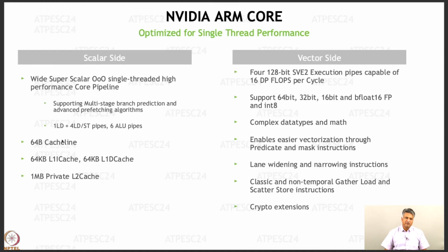On the scalar side, you can do wide superscalar operations to get very high single-threaded performance. It has a 64-byte cache line, a 64 kilobit L1 cache, 1 MB private L2 cache. If I go onto the vector side, it supports 4 128-bit SVE2 execution pipes, which is capable of doing 16 double precision floating point operations per cycle.